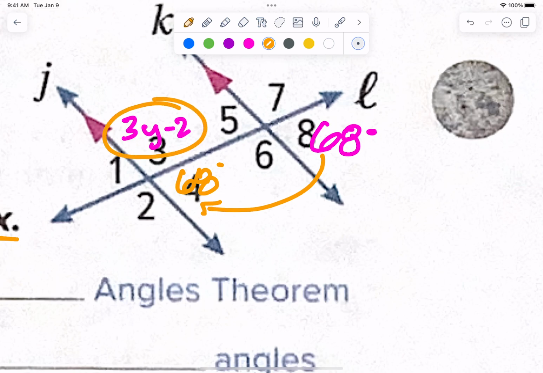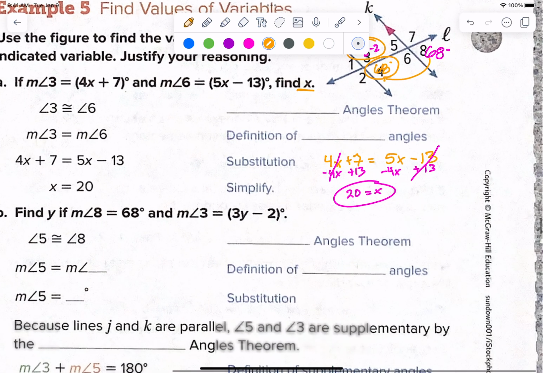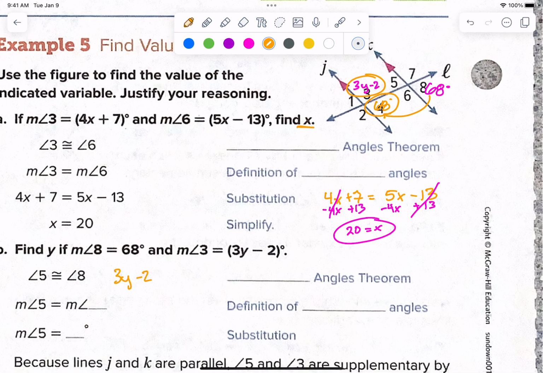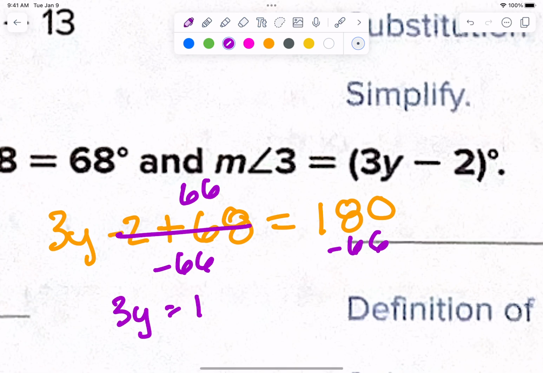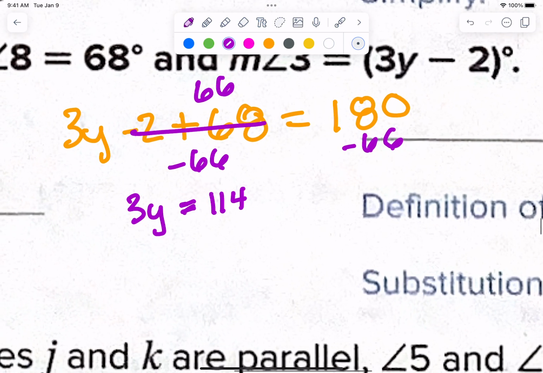So I know that 3 and 4 are not equal to each other. These two add up to be 180. So I have 3y minus 2 plus 68 gives me 180. Okay, this is 66. Let's subtract the 66. 3y equals, that is 114? No, 112. You're subtracting 66, because you have minus 2 right here. We just added those together first. Divide by 3 and you get 38. Y is 38.